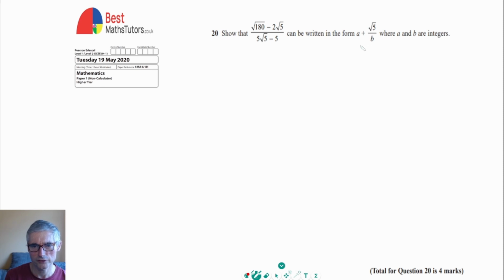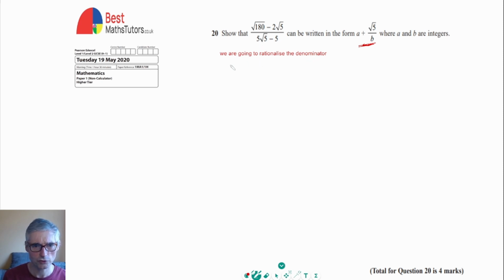We're changing the form, so it's going to look like this. And in fact, this is called rationalising the denominator. So what we're going to do is rationalise the denominator, which means get rid of any surds in the bottom of the fraction. The denominator is the bottom of the fraction.